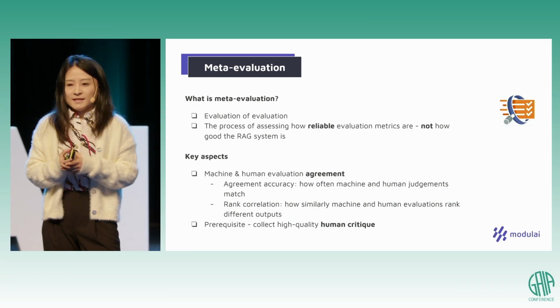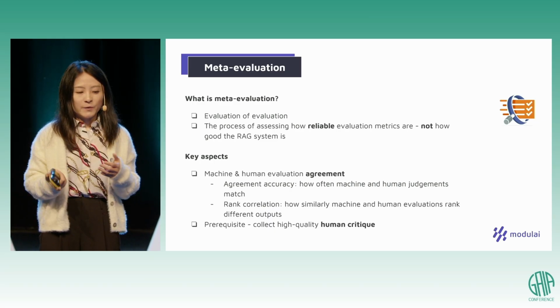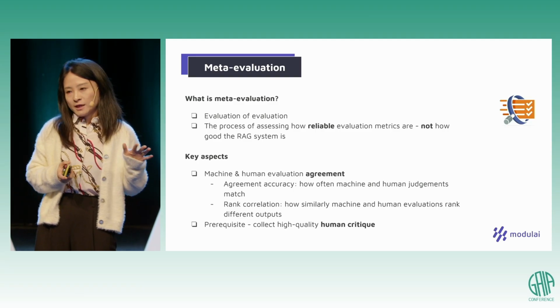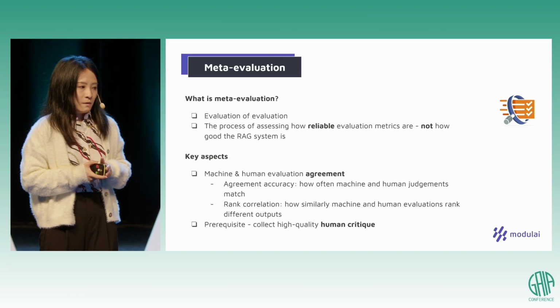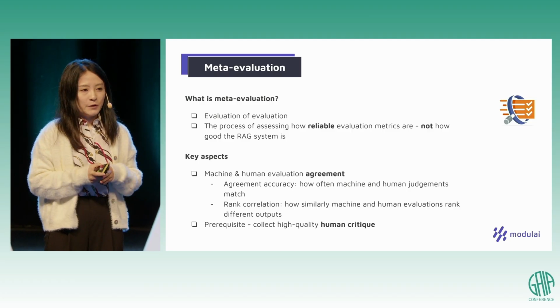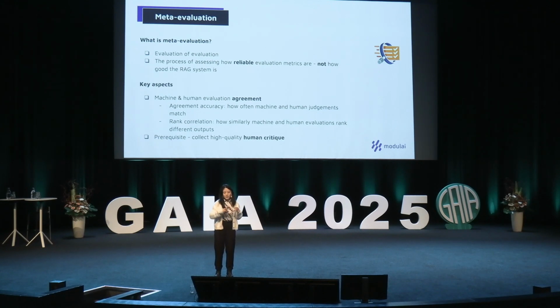Now, what about evaluating our evaluators? It's not about evaluating our RAG systems anymore. It's about evaluating how good our evaluation is. This can be done by calculating machine and human agreement. After our automatic evaluator gives us a score, we can compare this score with the human evaluator score and see whether they agree with each other. But here is a very important prerequisite: we need to collect the human judgment score, which could be time-consuming.